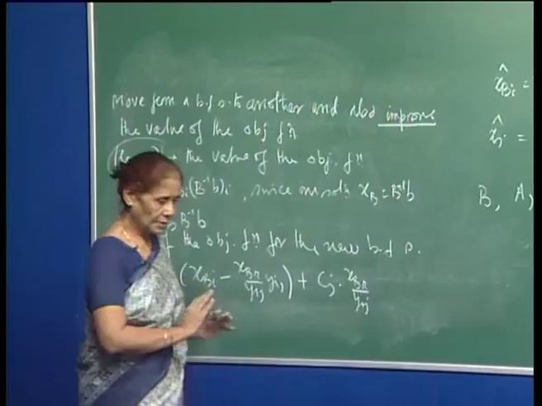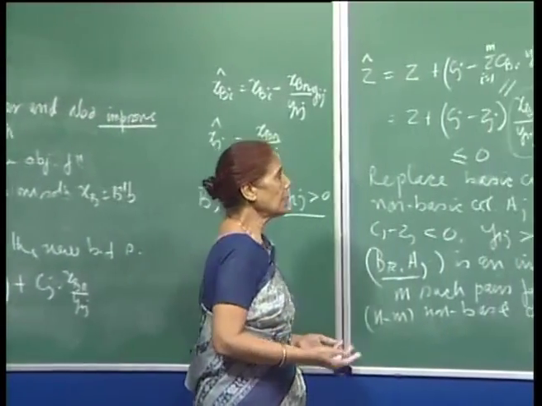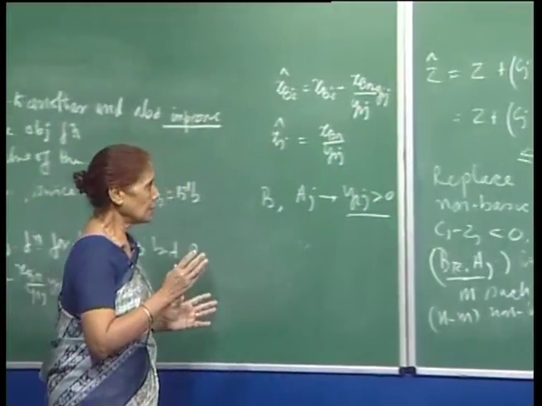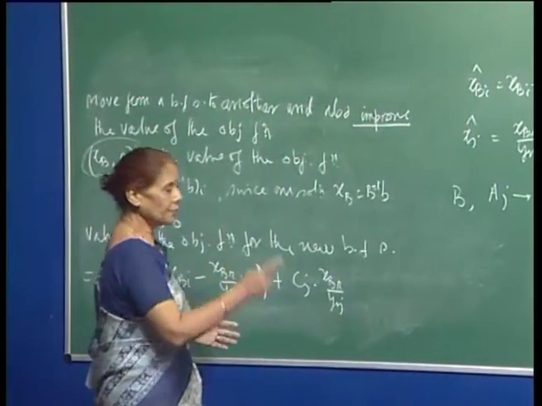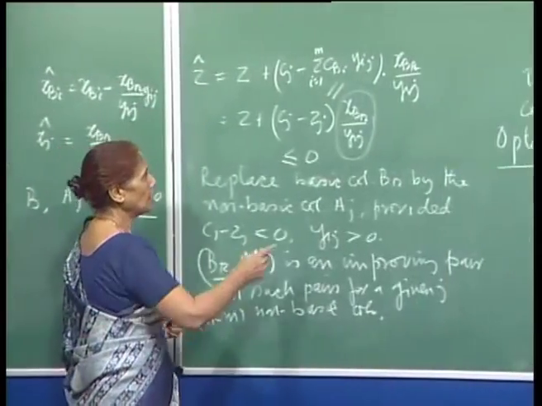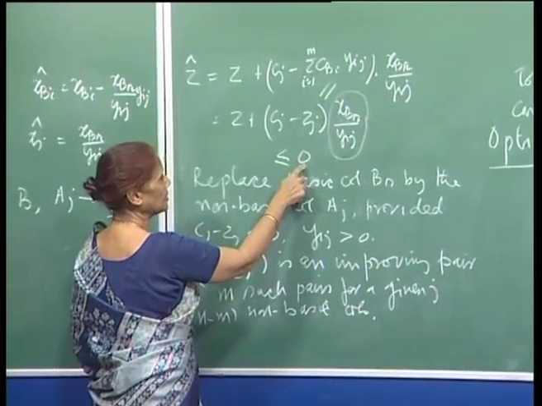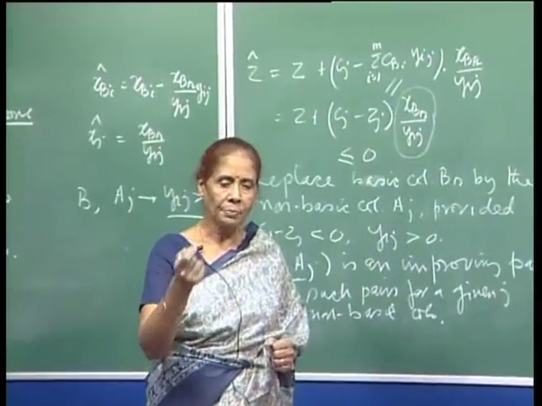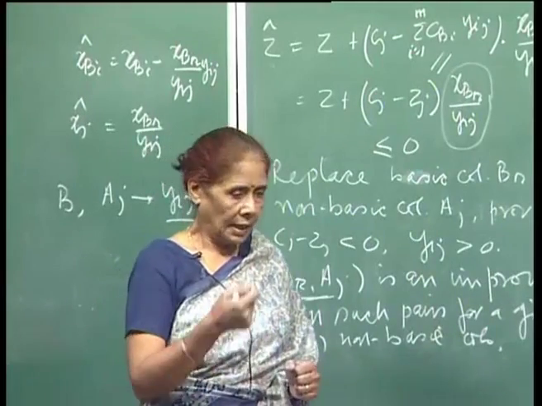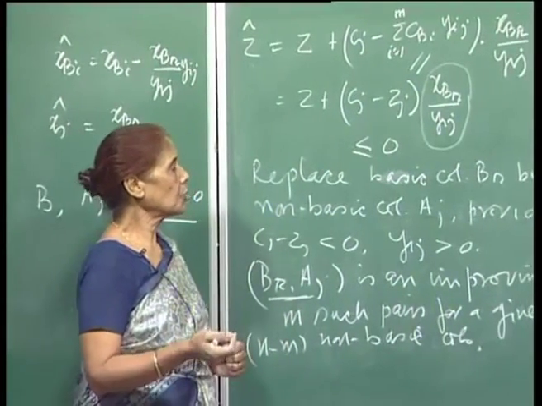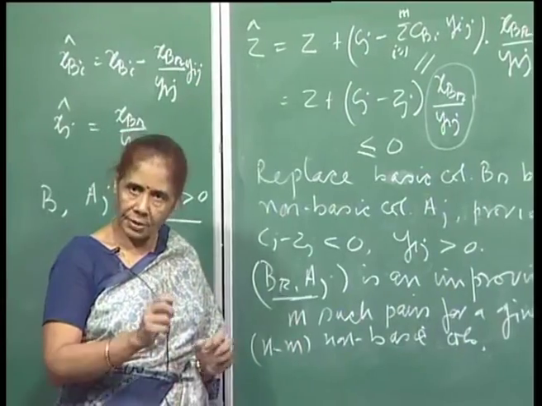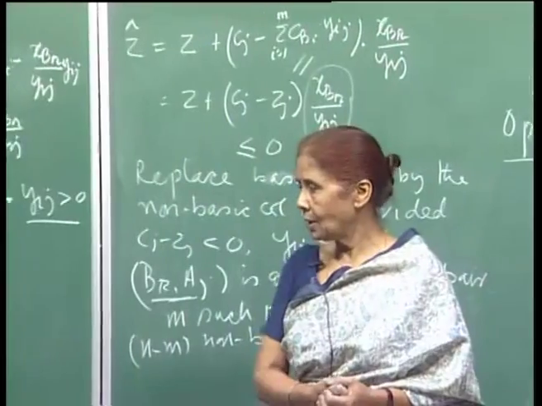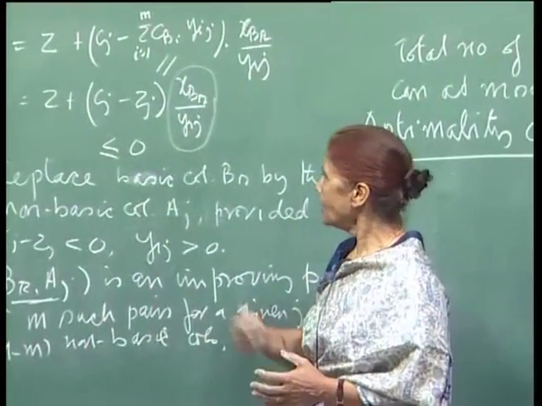This is just a claim, I need to substantiate it, because all I have said right now is that given a basic feasible solution, if I cannot find a non-basic column such that Cj minus Zj is less than 0, then from the given basic feasible solution, I cannot make a move to another basic feasible solution such that the value of the objective function improves. This is the only claim I am making, but we will be able to show you after another lecture that this is enough.